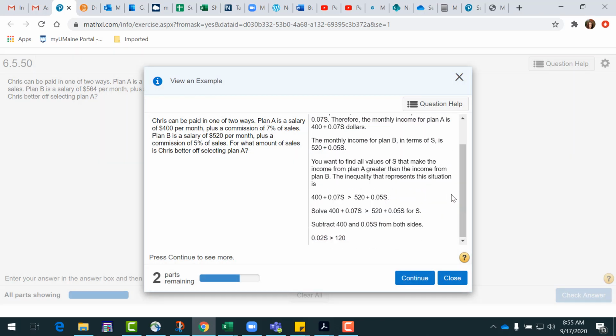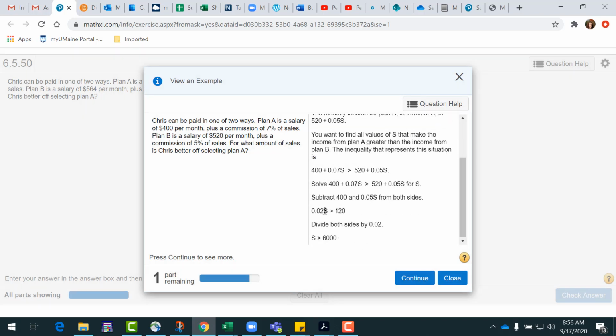At that point, then we start solving the inequality, which means you're going to need to combine like terms. So I'm going to subtract 0.05S from both sides. So then I have 0.02S. I'm going to subtract 400 from both sides, and I have 120. At this point, I'm now going to have to divide by the 0.02 in order to solve for S. So I'll have S is greater than 120 divided by 0.02, which is 6,000.